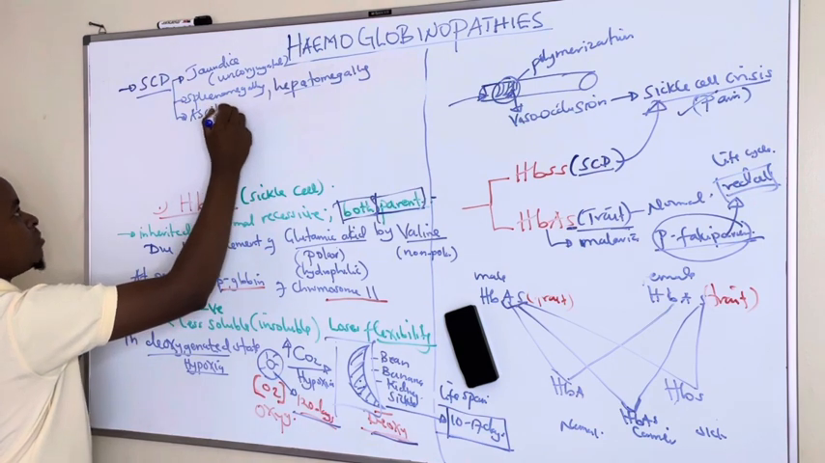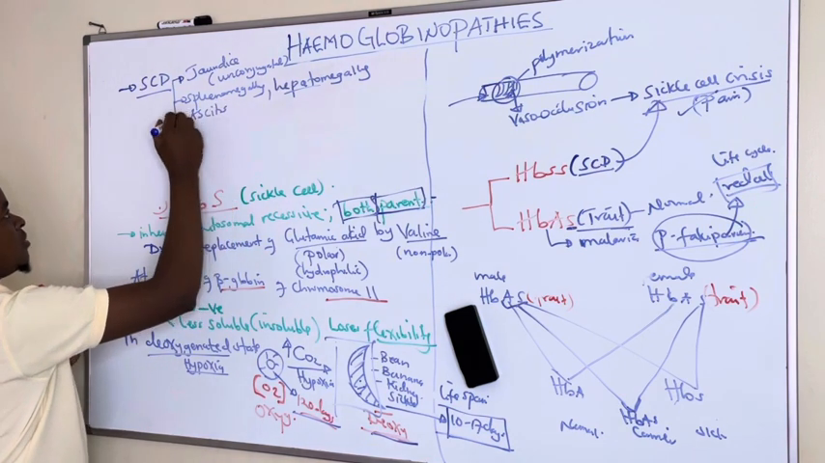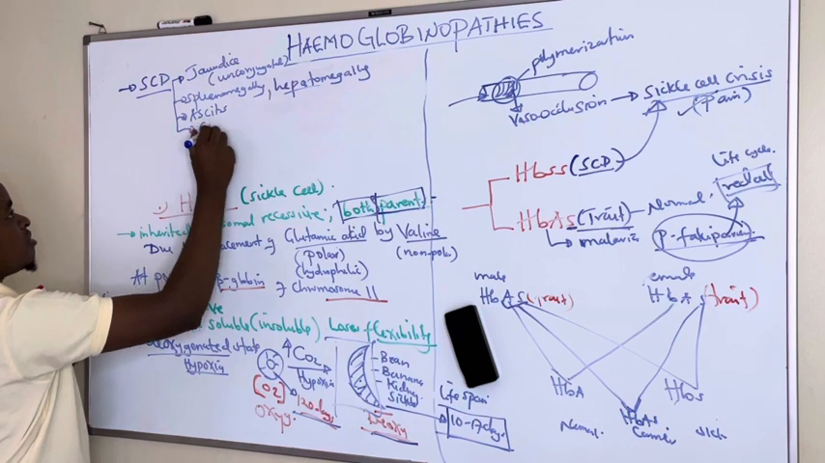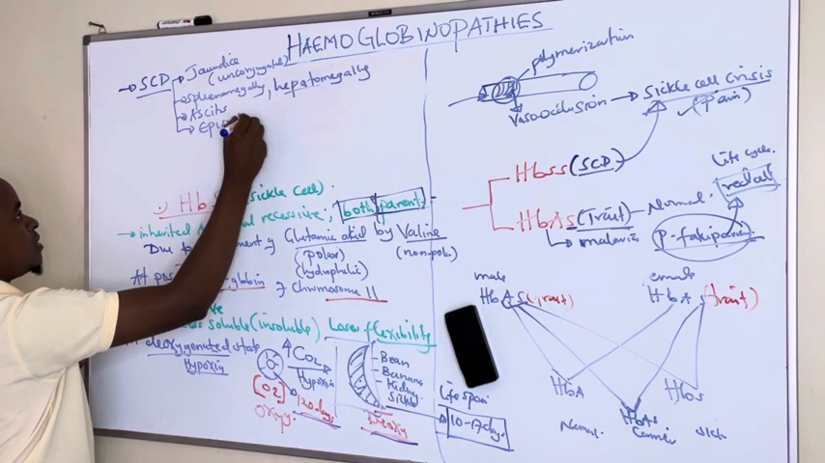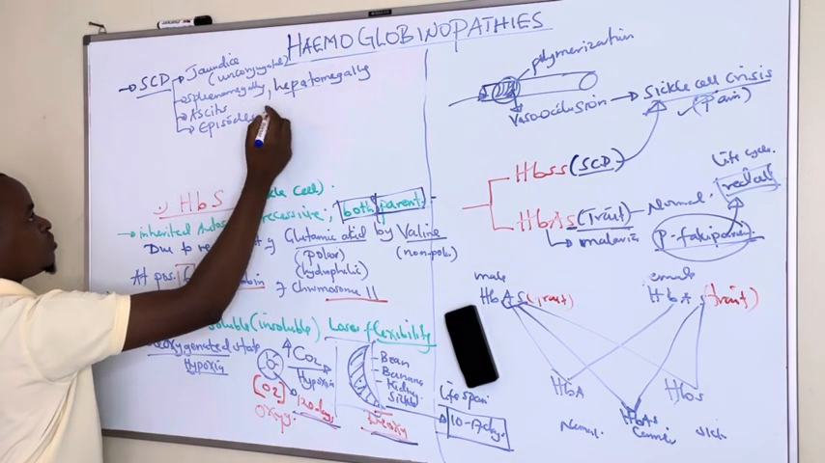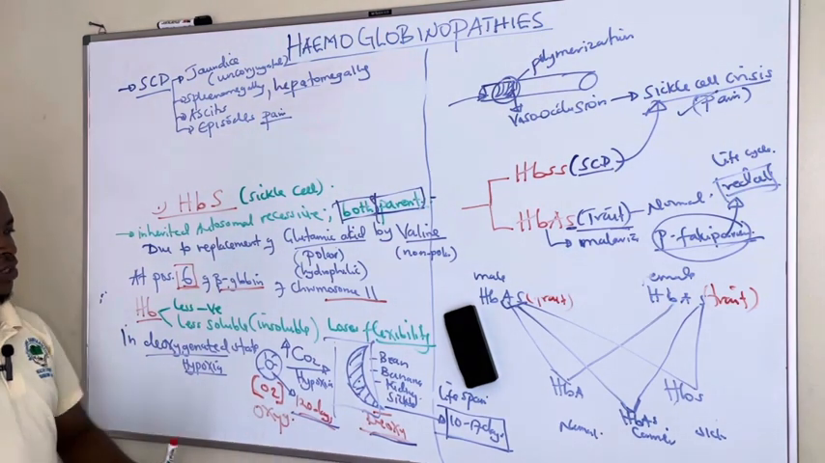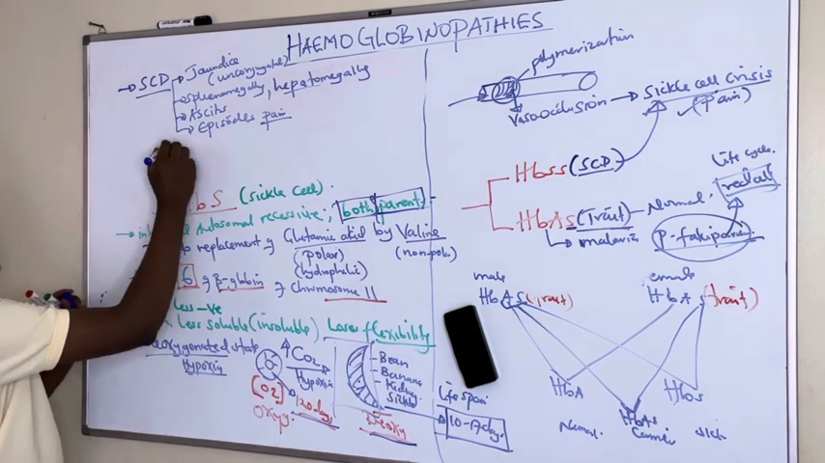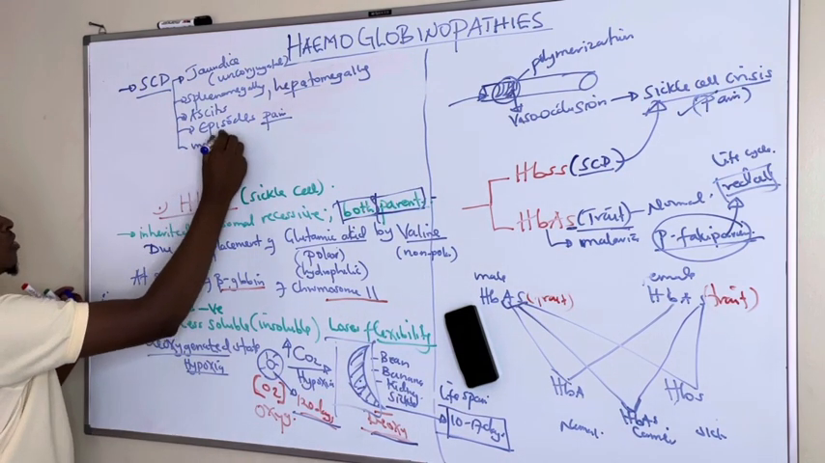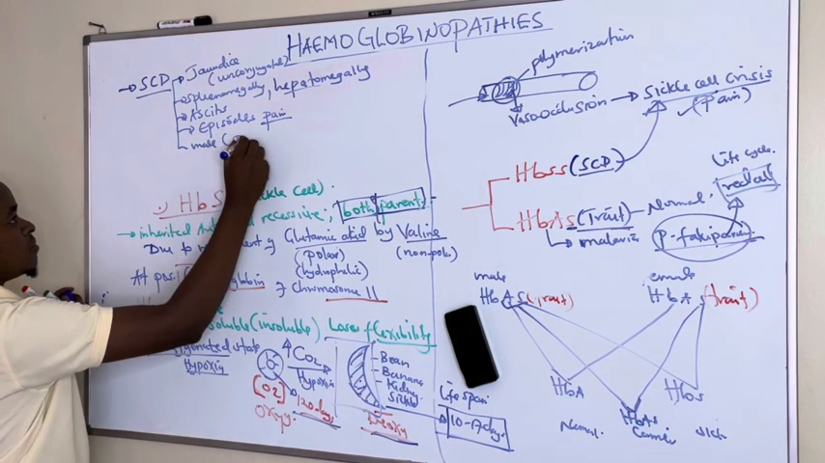Sometimes there is soreness in the abdomen. Then they are always characterized by episodes of sickle cell crisis, that is, episodes of pain, every time the cells become sickled. And sometimes in males, we see a condition known as priapism.